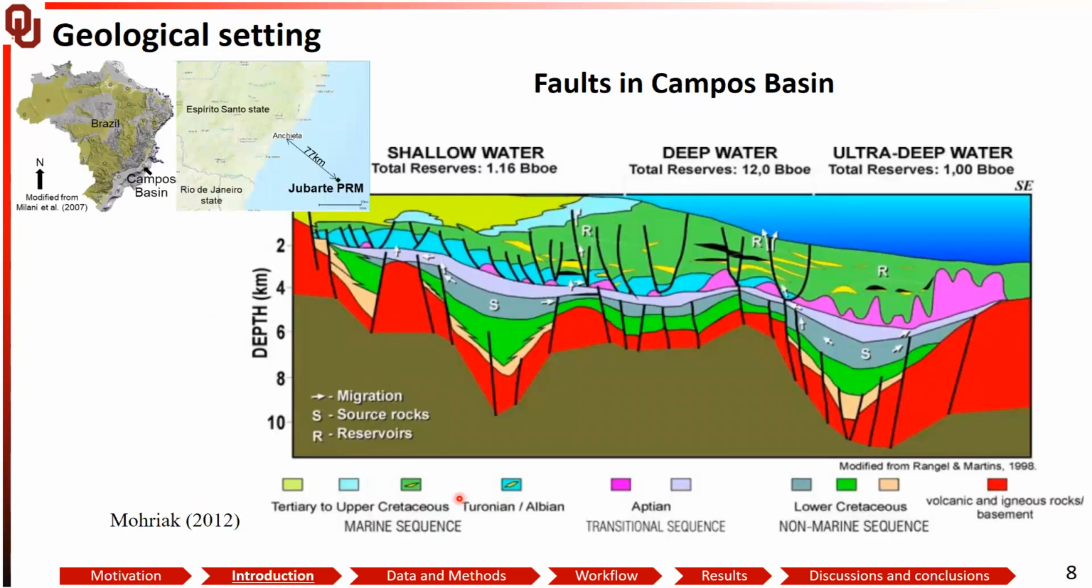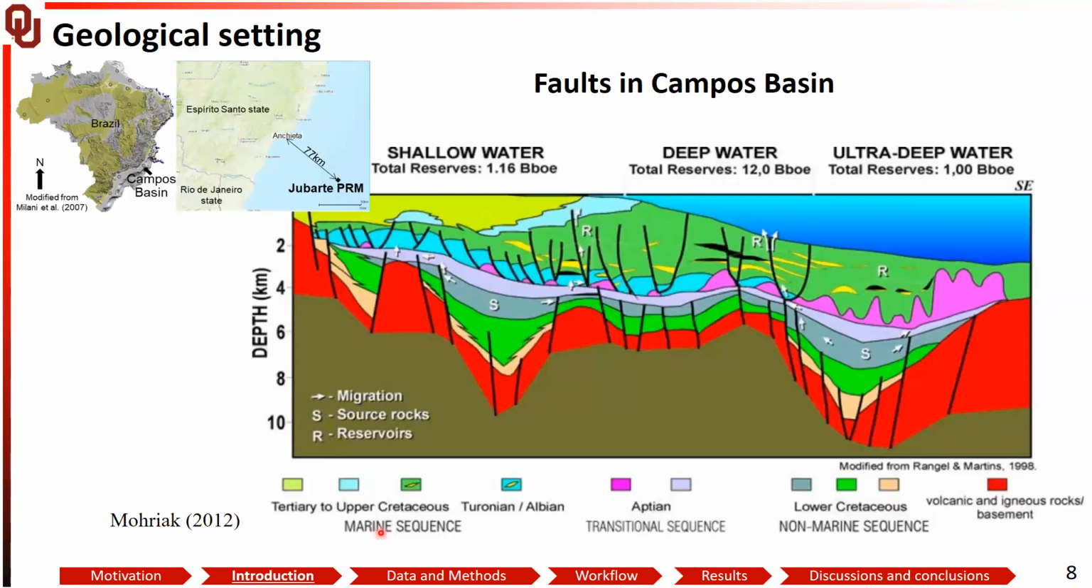Now I will briefly describe the study area. We are in the northern part of the Campos Basin, about 77 kilometers offshore the Espírito Santo State coast. And here we have a summary of the evolution of the basin. We can identify 3 main sequences. We have the non-marine sequence here with many faults associated with the breakup of Gondwana. Then we have the deposition of the salt units here during the transitional sequence.